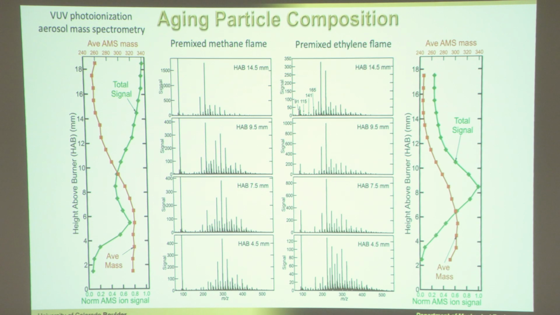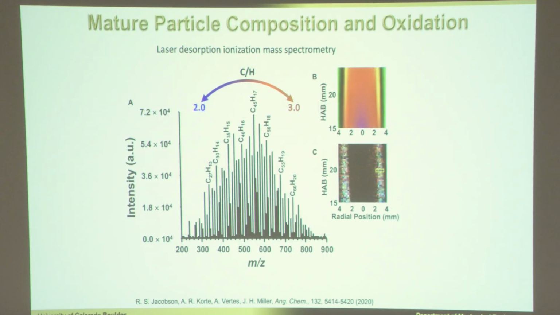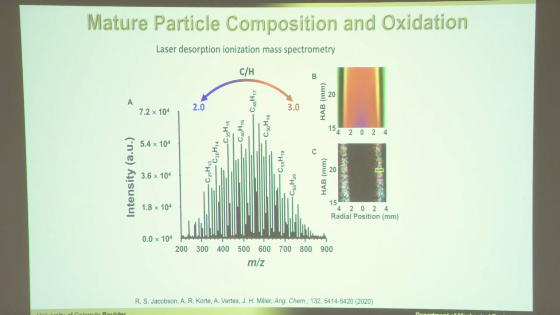The same thing happens in a methane flame, right? Very similar type of results. The average mass goes down. Okay, but remember, the average mass went up in the diffusion flame. Okay, this is a controversial result. In that, this paper came out recently, and notice that these species are huge, right? They're much larger than I was showing you in our aerosol mass spectra.